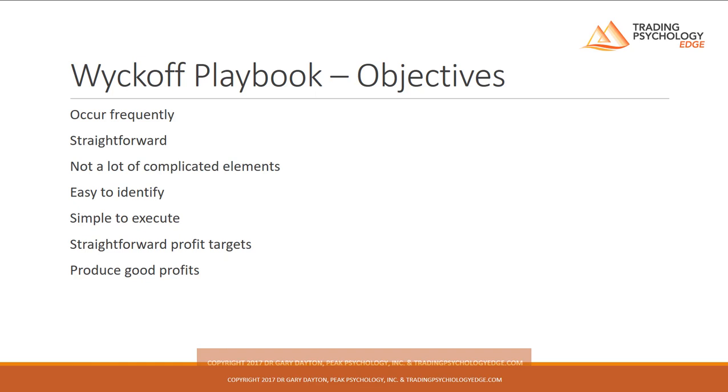And just kind of wrap up here, what we were looking for was trades that occurred frequently, that are straightforward, there's not a lot of complexity to them, they're easy to identify, they're simple to execute. I gave you 3 different ways to do it. We can identify straightforward profit targets, and they all produce pretty good profits. Not in every case. They're not 100%, and they never will be. But boy, if you qualify them by the elements that we talked about here on these trades, you should see pretty good results from this.